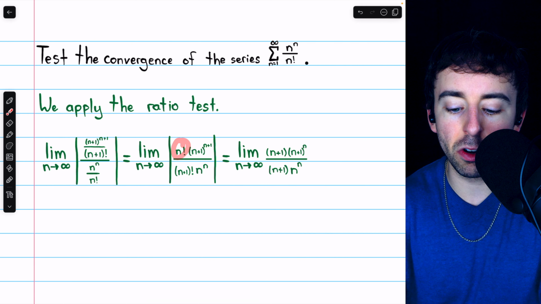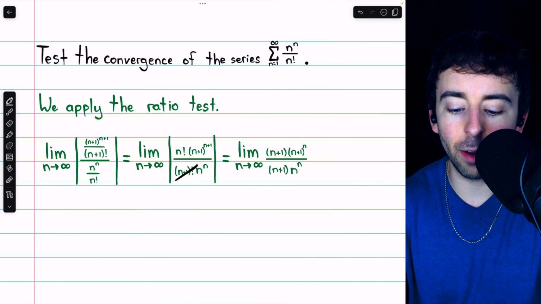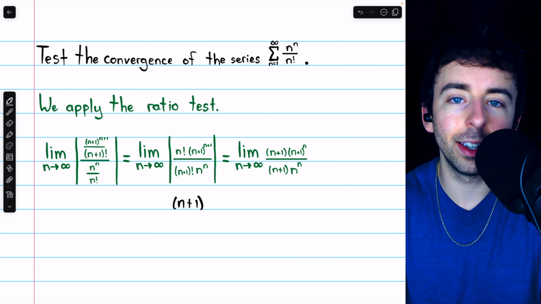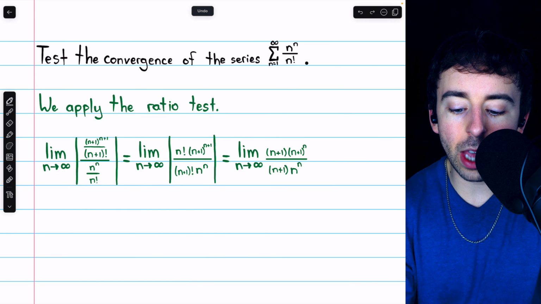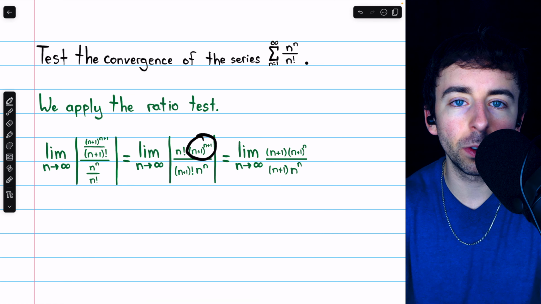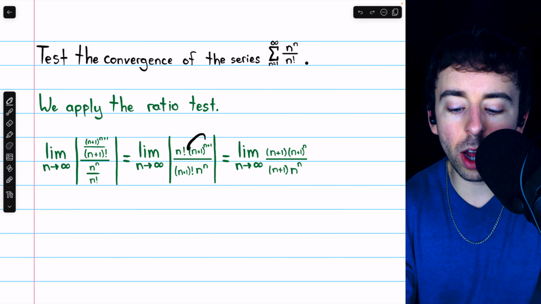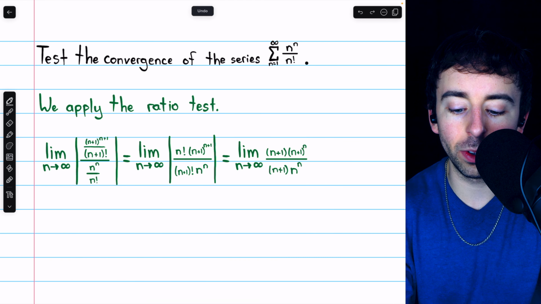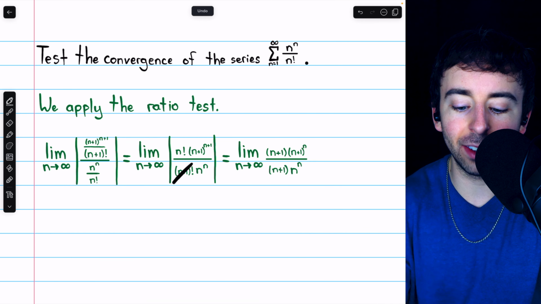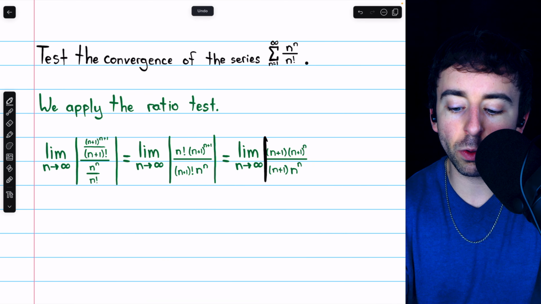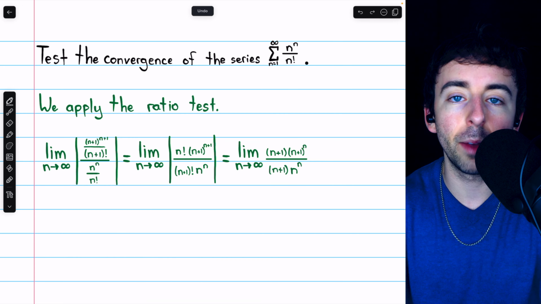Now, n factorial in the numerator will almost completely cancel out with n plus 1 factorial in the denominator. It's just going to leave n plus 1 behind in the denominator. Also, we have n plus 1 to the n plus 1 in the numerator. That's n plus 1 factors of n plus 1. We're going to take one of those n plus 1s out, thus writing it as n plus 1 times n plus 1 to the n. Note that the n factorial is gone now because we canceled it out with the n plus 1 factorial. We also have n to the n in the denominator, and we've dropped the absolute value bars because everything here is a positive integer.